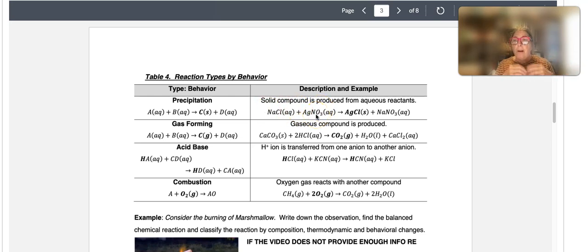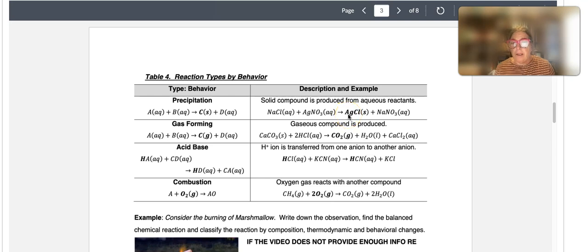When you mix those two, it's two clear solutions. They mix together, but then silver chloride is formed, and silver chloride is a solid. So you'll see white cloudiness now in the beaker. And the sodium nitrate is aqueous, so it's just like salt water. It's clear. You won't be able to see that. Because you can't see it, you know that it's aqueous.